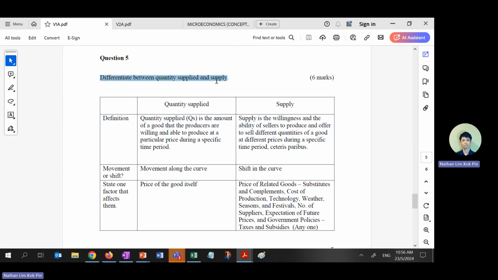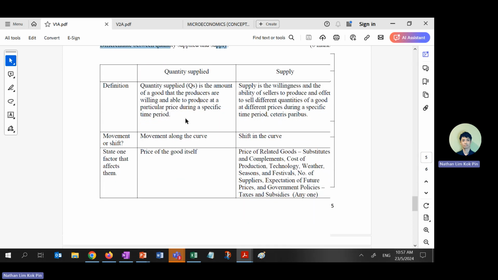Differentiate between quantity supplied and supply. What if you look at the 2017 paper? I think y'all will cry. Most of you will only get maybe 1 to 2 marks, I guess. So this one, definition. I said definition will come out, right? Did I say definition will come out? Like 90% of you don't know how to define quantity supplied, and same for the other paper. Very sad. I said definition will come already. Only I put it in table form.